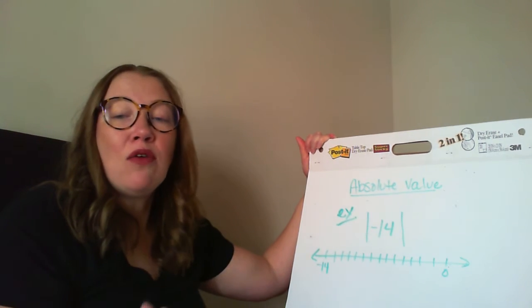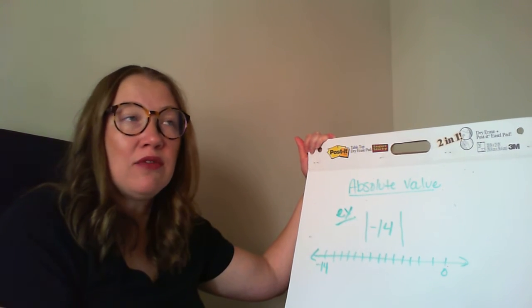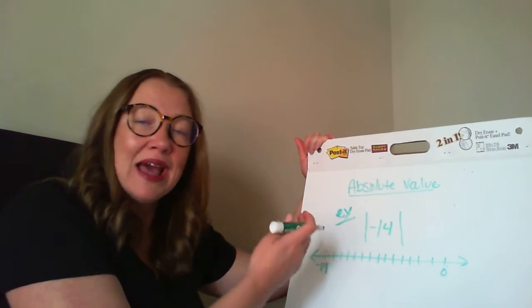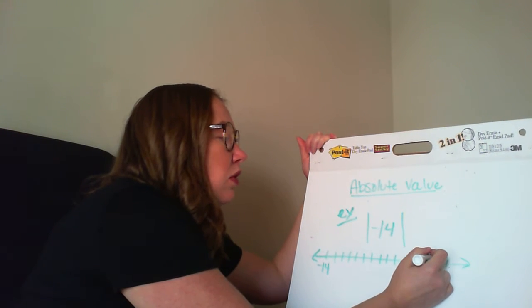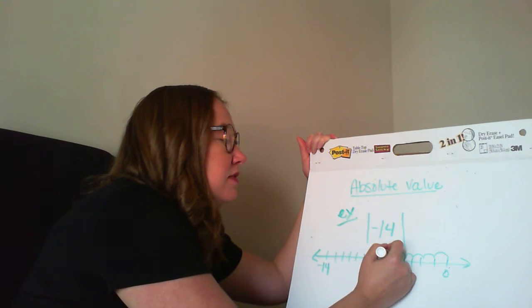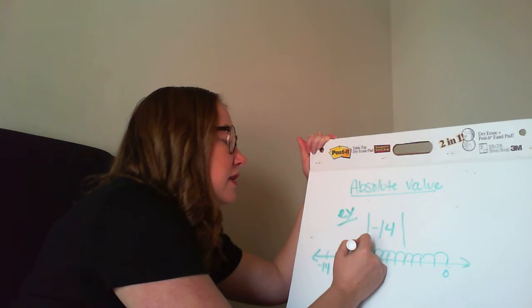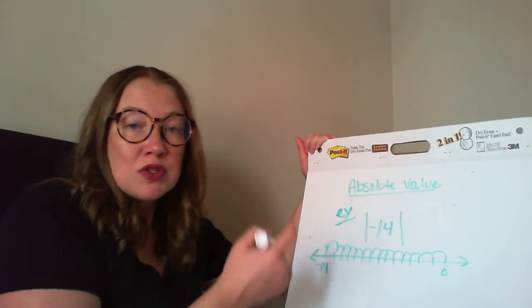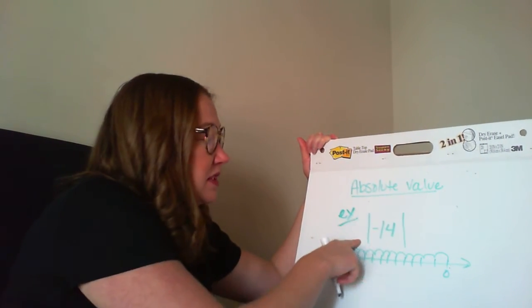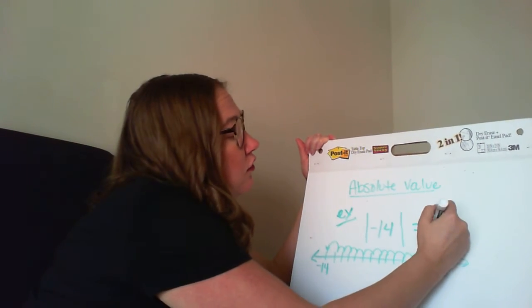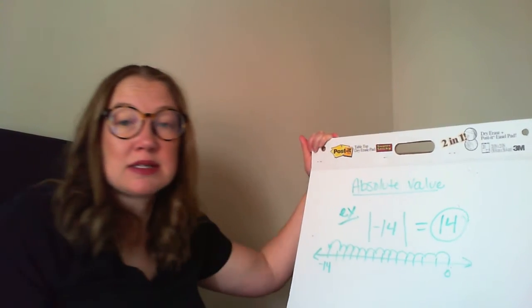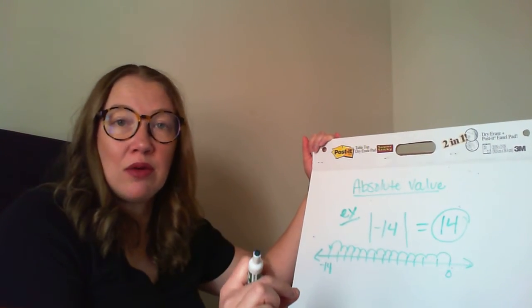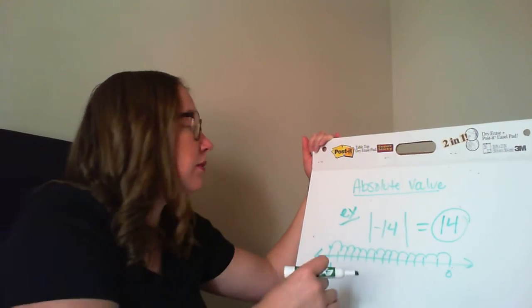And I want to know how far is -14 from 0? How many spaces do I have to count backward to get to -14? So 1, 2, 3, 4, 5, 6, 7, 8, 9, 10, 11, 12, 13, 14. So -14 has an absolute value of 14 spaces. Absolute value is always a positive value. It is just how far a number is from 0.